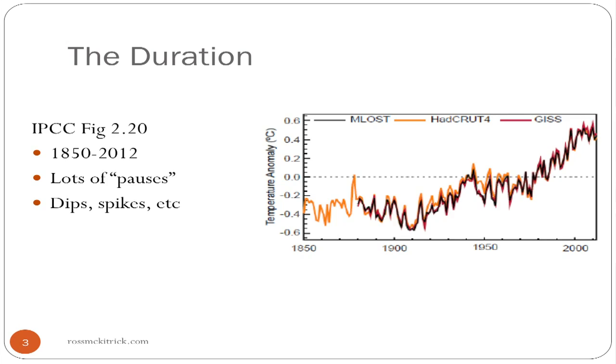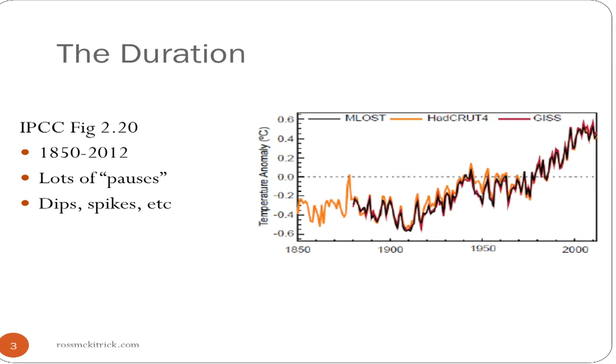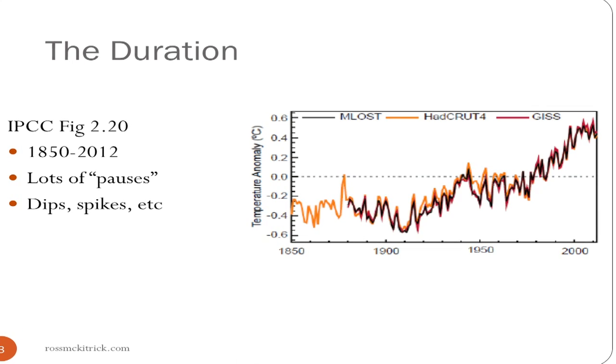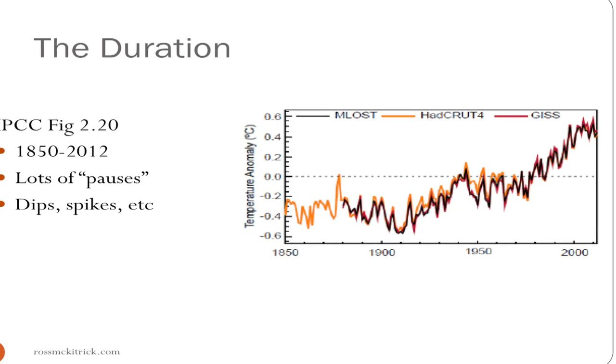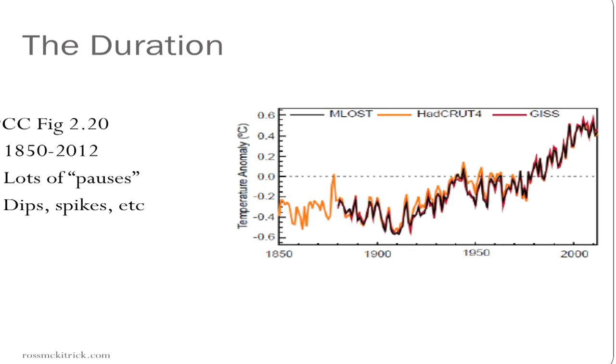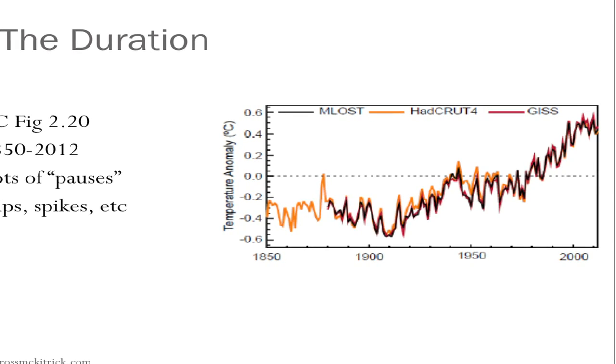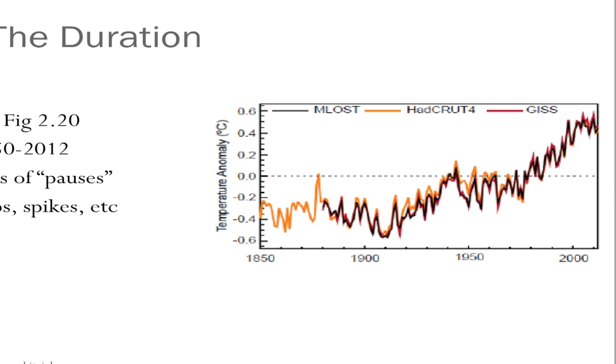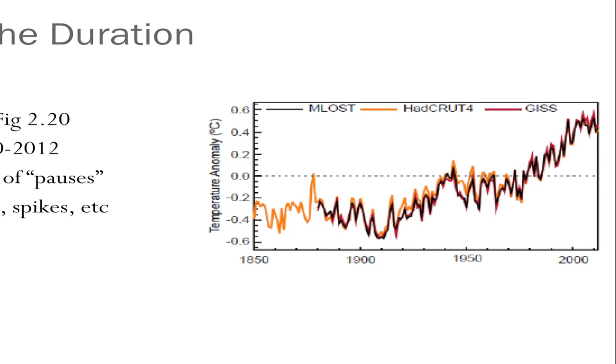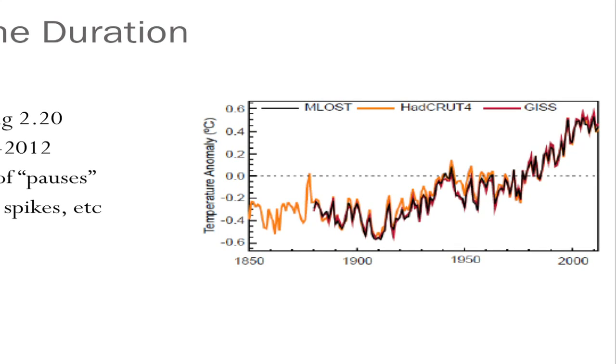Okay, the duration, let me show you what we're talking about here. So this is a graph probably familiar to a lot of you. This is from the IPCC report that came out in the fall. It's a summary graph showing the progress of globally averaged temperature measures around the world from 1850 to the present, to 2012 in that case. And 3 different series there are averaged together. So you can see there are lots of pauses in the record. There are lots of spikes and jumps and dips.